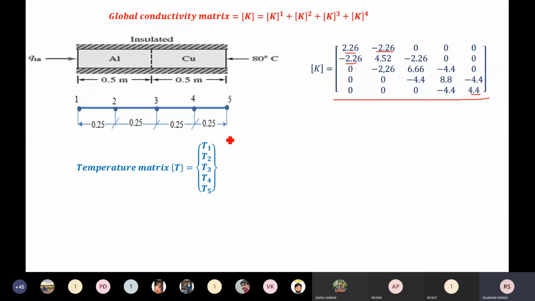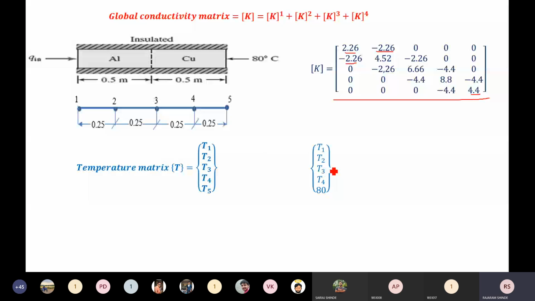See here, if you see the problem, Q in is given, and that Q in is in terms of watt per meter square, and the area is also given. So we have to use the heat flow. Now while using the heat flow, what we have to do? We have to multiply the heat flux by the area. Now how it will be? I will show you.